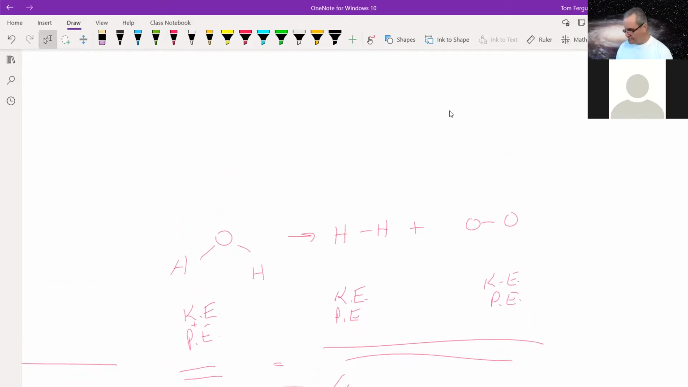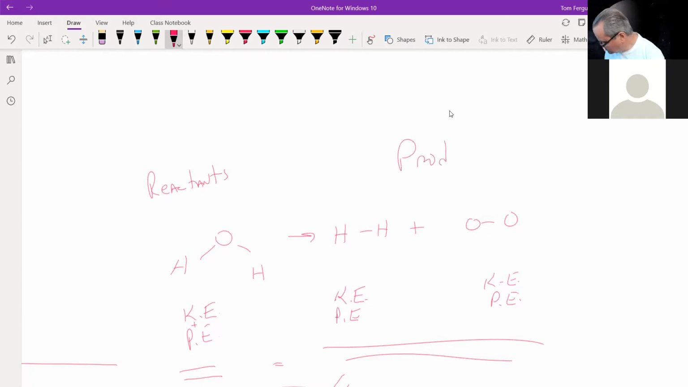So we're going to start with a certain amount of kinetic energy and a certain amount of potential energy, and then something's going to happen. Bonds are broken, bonds are reformed, and then we're going to end up with kinetic energy, potential energy as well. And those are going to be equal. So the reactants, products, energy-wise are going to be equal.